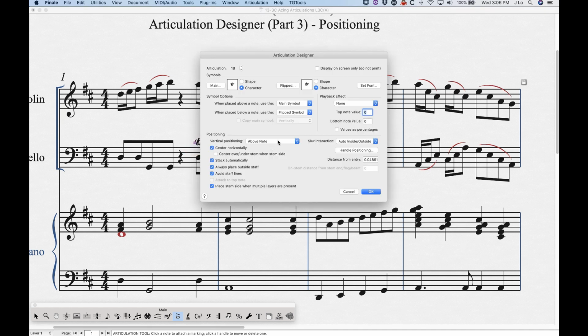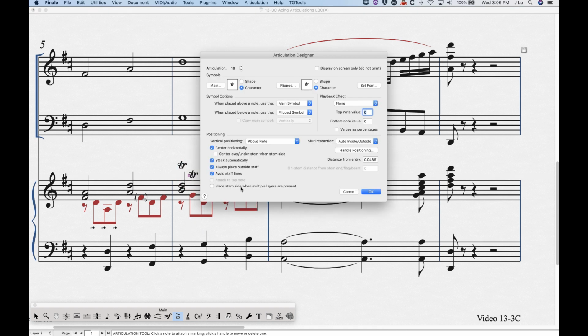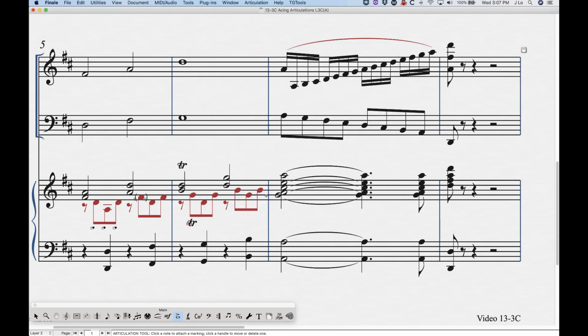However, there's one sub-option that becomes available when you have the above note vertical positioning selected, and that's the very last one, which is place stem side when multiple layers are present, right? So only when multiple layers are present and you place that trill, it's going to go stem side. Now on layer 1, obviously stem side is going to be above, so that's correct, right? But in layer 2 here, it's going to go below, right? So if I were to uncheck that, it would ignore the multiple layers and still put it above, which might not be what you want in this particular case, right? So there's that one sub option available only when above note is selected, right?